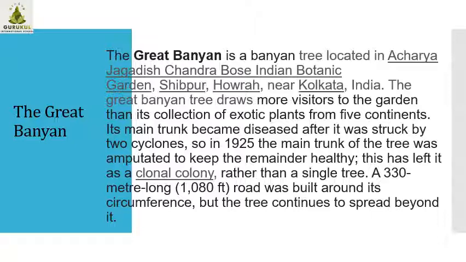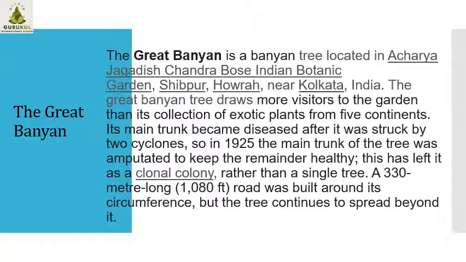Okay, so this is a collection of exotic plants from 5 continents, and its main trunk, all of you know which part of the tree is called the trunk. You should all know it. The main trunk became diseased after it was struck by two cyclones. See, it is so old, it was struck by two cyclones. All of you know in West Bengal, it's very common to have cyclones because it is near the seashore.